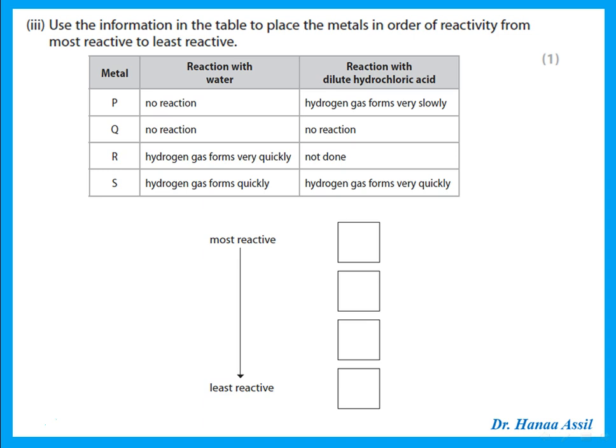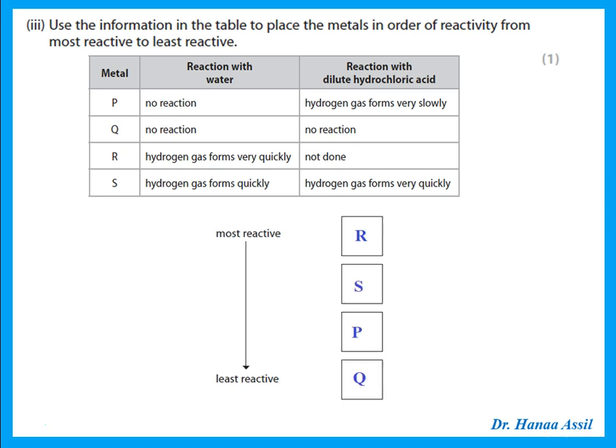Use the information in the table to place the metals in order of reactivity from the most reactive to the least reactive. Of course, the most reactive would be the one that reacted quickly with both water and acid. The least reactive, we said, is the one that did not react at all with water or with acid. And anything in between will be in between. So which of these is the most reactive?